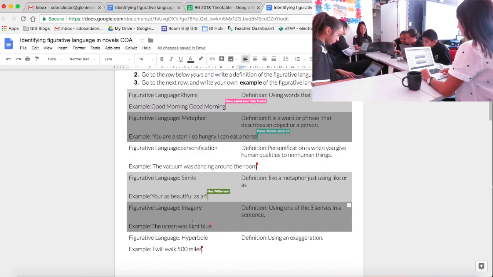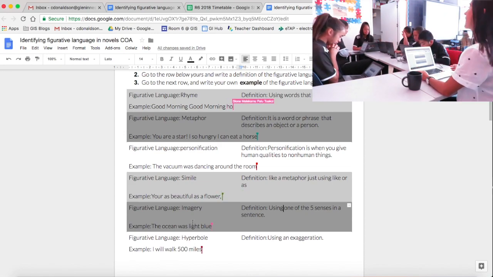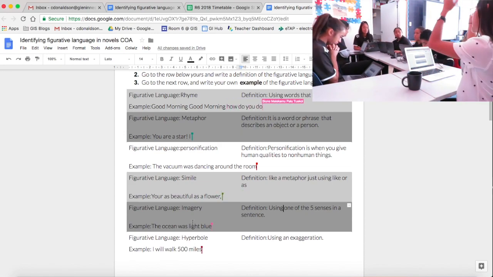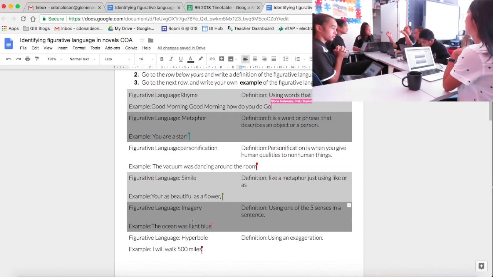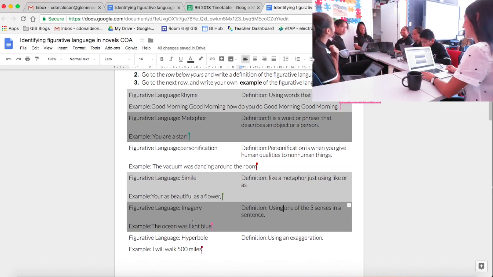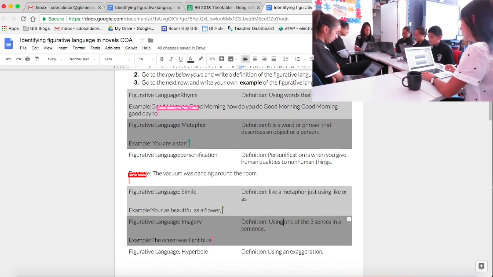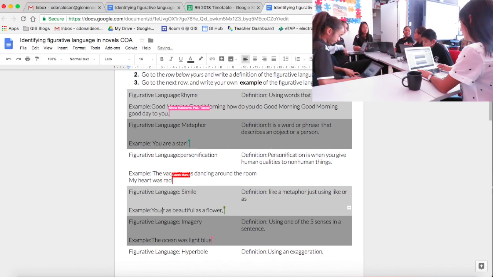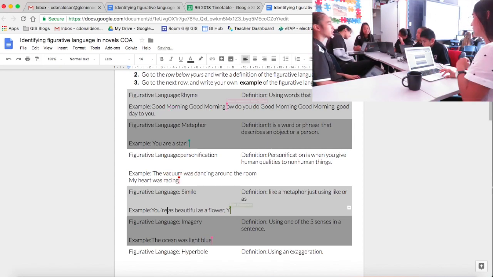Wait, is that personification? Yes, because it's describing the way it's moving around the room, like it's dancing. Same with branches dancing in the wind. They're not really dancing. The wind whistling in the tree. Yeah, wind can't actually whistle, but we can whistle. Oh, that was an easy one. Yeah. Metaphor and personification is easy. Yours: beautiful as a flower. The wind can whistle sometimes.